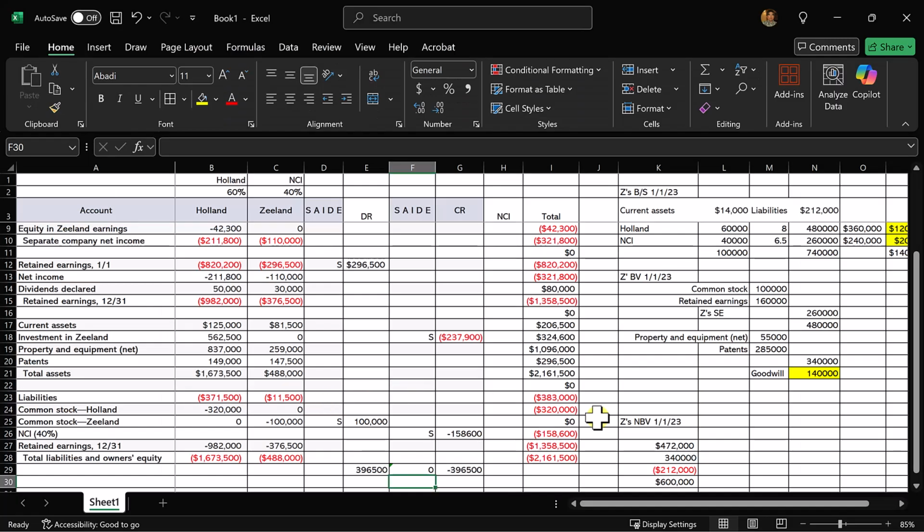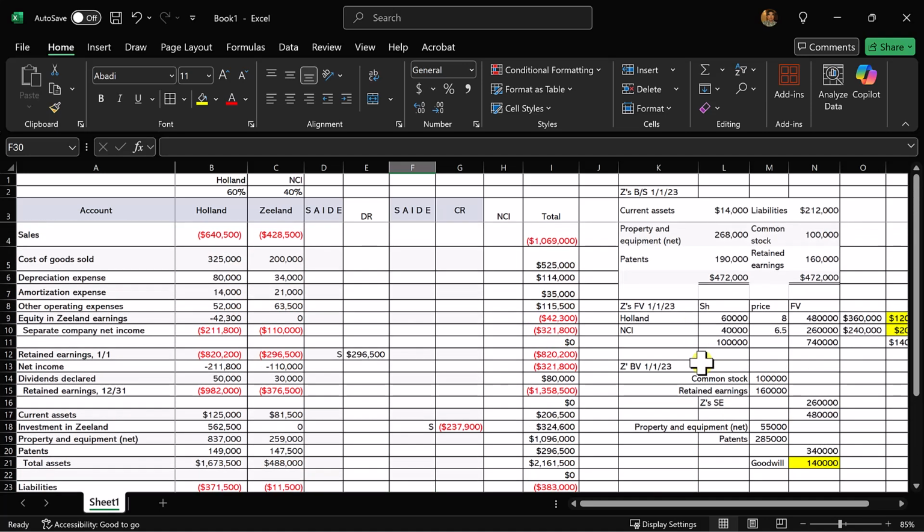So the assets we need to add in are these two over here. But keep in mind, this is the adjustment at the date of acquisition. I need to reduce it for 1 year's worth of amortization. Remember, this was at the beginning of 2023. And right now, we're looking at the beginning of 2024 balances. So 1 year's worth of amortization has to be reducing this balance over here.